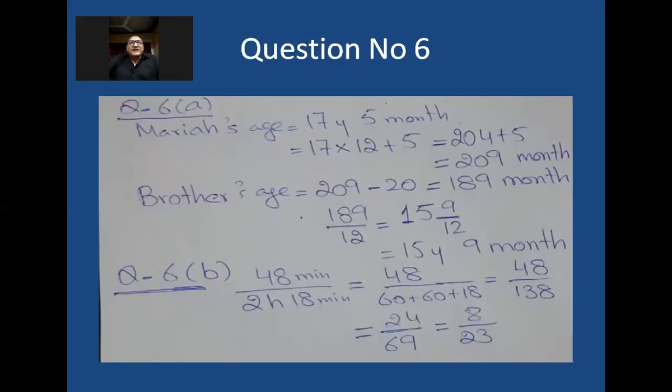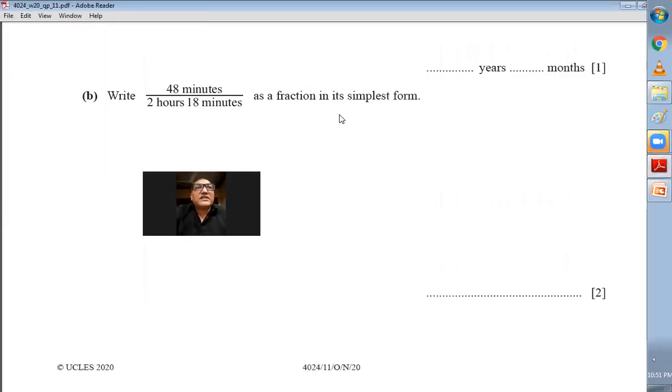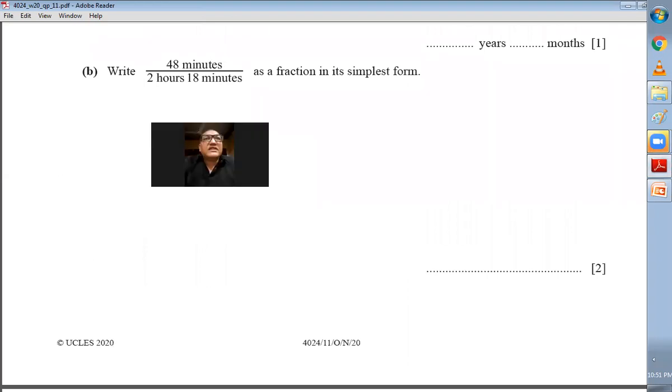Then I will divide the 189 months by 12. Why? I want to convert to how many years there are. So when you divide 189 by 12, the answer comes out to be 15 whole 9 by 12, which means 15 years and 9 months. So the age of her brother is 15 years, 9 months. A simple question. Now, the next question is the B part of question number 6.